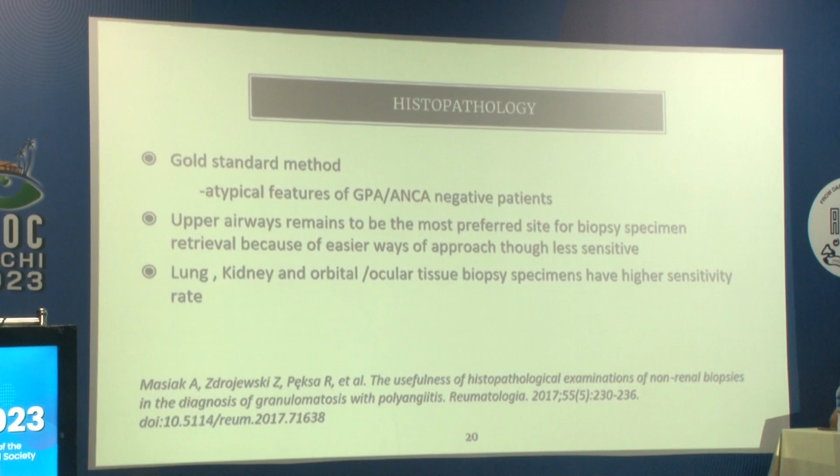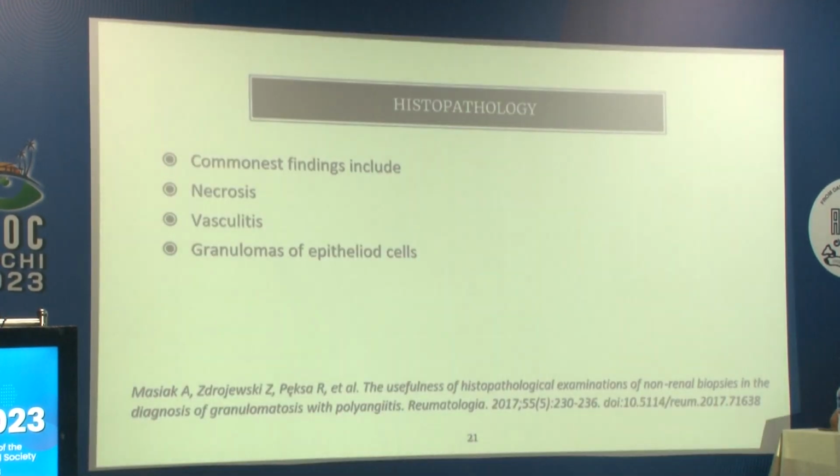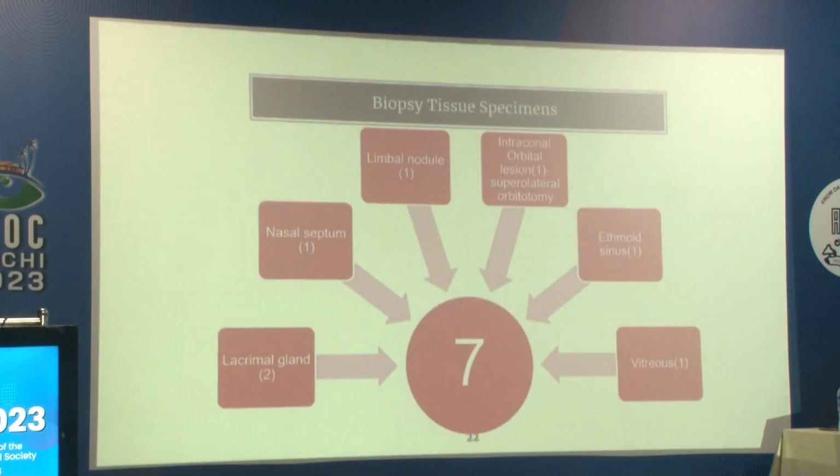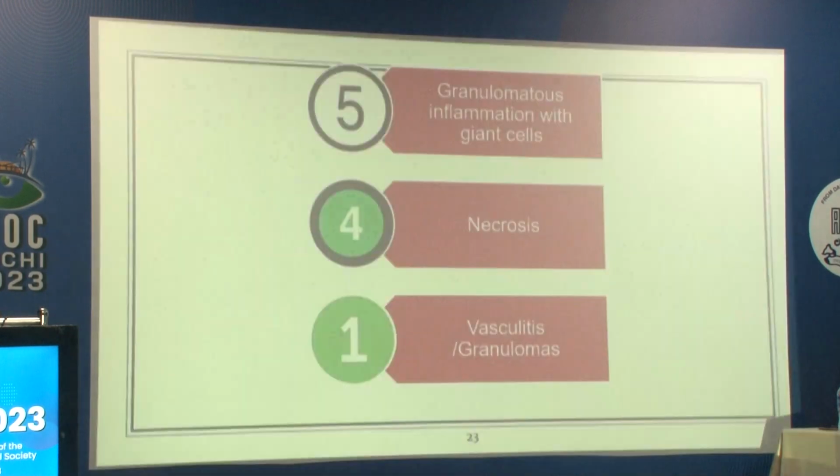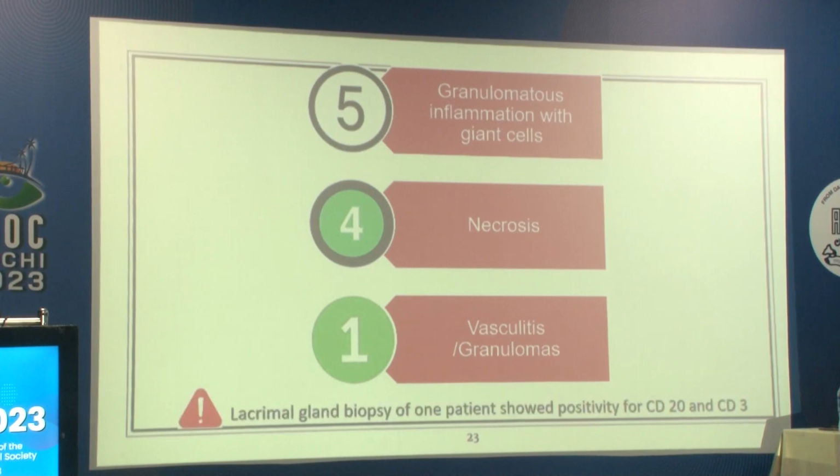Biopsy still remains the gold standard method for diagnosis. Though lung, renal, and orbital biopsy have higher sensitivity, the upper airway remains the easiest site for specimen retrieval. A study by Maziak et al. showed that in non-renal biopsies, features of necrosis, vasculitis, and granulomas were most commonly seen. In our patients, we retrieved specimens from lacrimal gland, nasal septum, limbal nodule, intracorneal lesion through orbitotomy, ethmoid sinus, and vitreous. Five patients had granulomatous inflammation, 4 had necrosis, 1 had vasculitis and granulomas, and in 1 patient we saw positivity of CD20 and CD3, showing a B cell lineage.